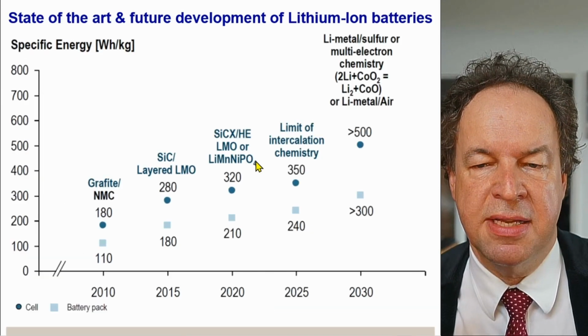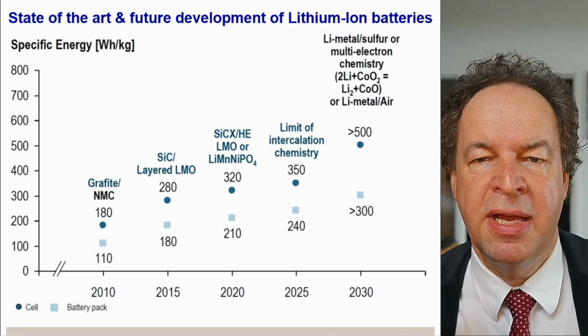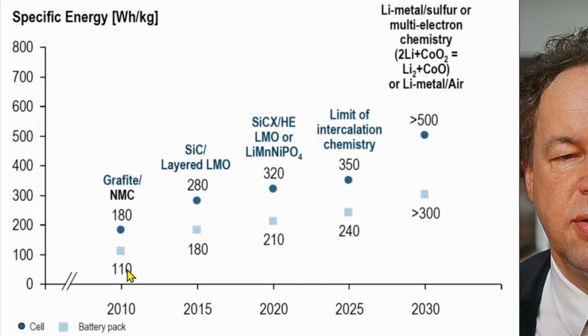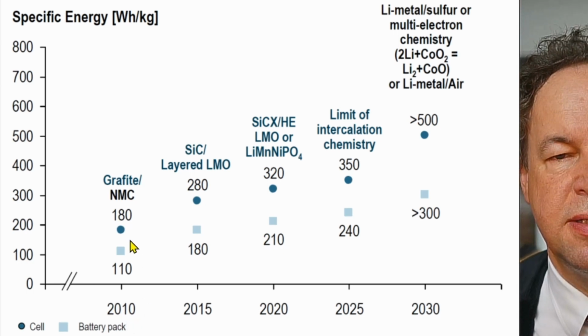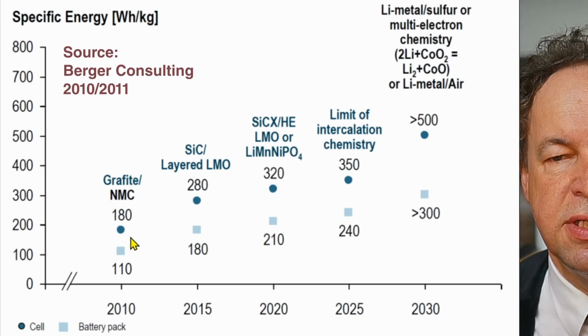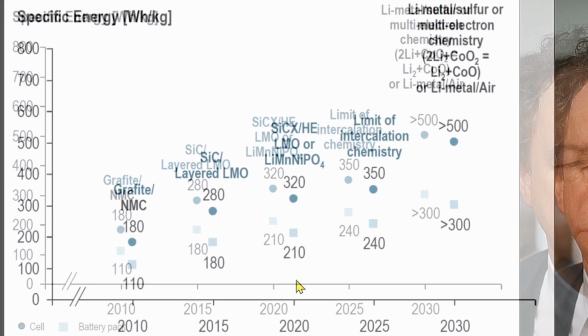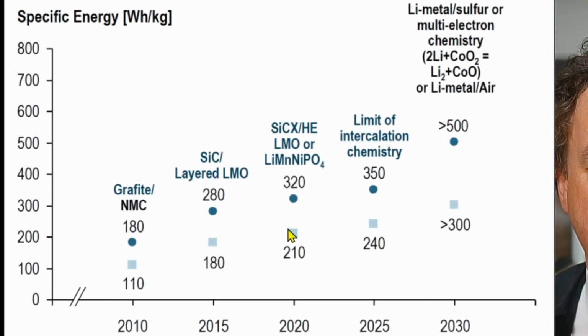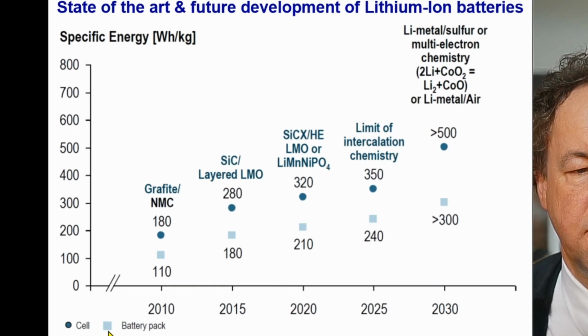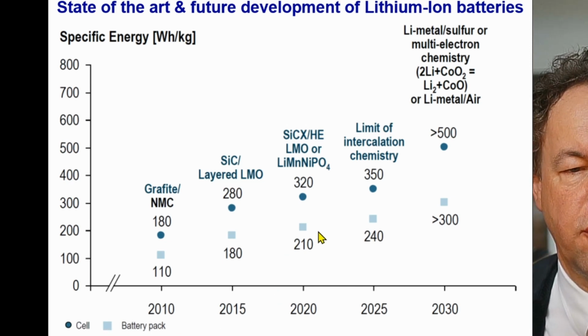Here is some access about future development of lithium-ion batteries. So you see here, that's from 2010, but still this didn't change a lot. This is from Roland Berger Consulting in 2010. You have here the different developments, and so in the future, 2020, higher specific energy densities. The light blue one is for the battery pack, and the dark blue one is for the single cells.